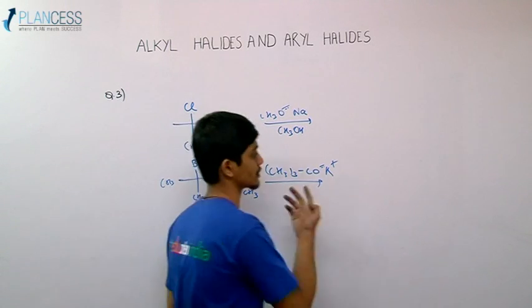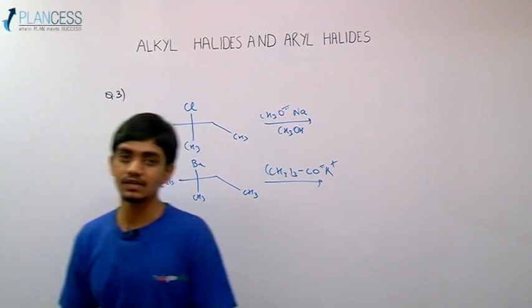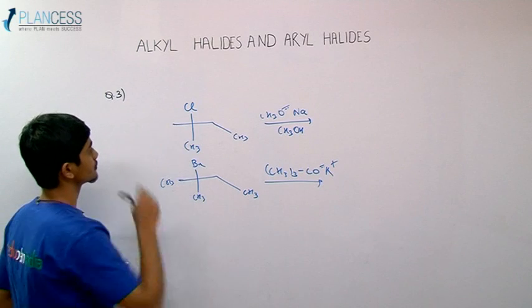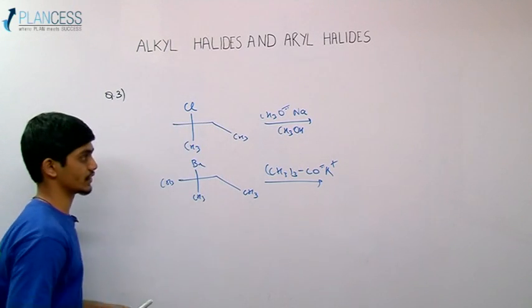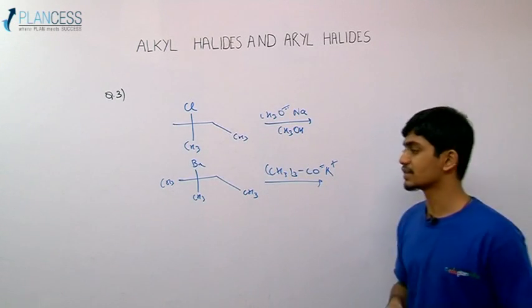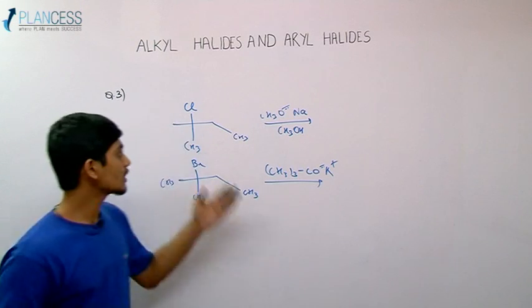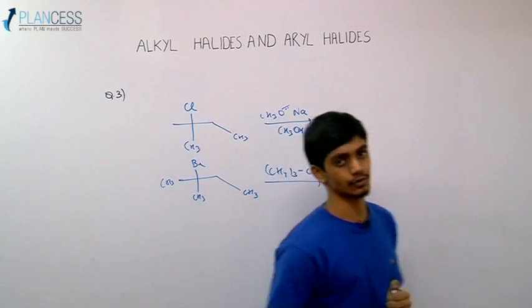Yes, definitely substitution can take place. There is no doubt about it. So let us again consider the factors which favor substitution and elimination. This is a tertiary halide. So that means substitution is a very difficult possibility, and elimination is a more favorable one because this is a strong enough base, and we can get a stable carbocation and we can get a stable alkene also.